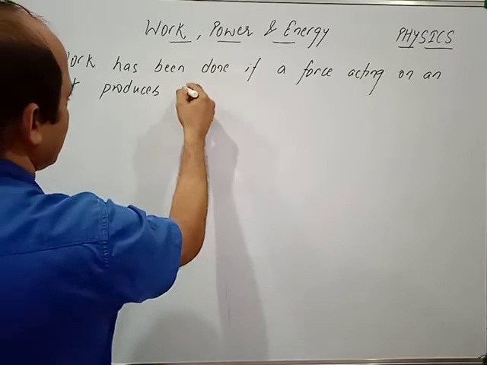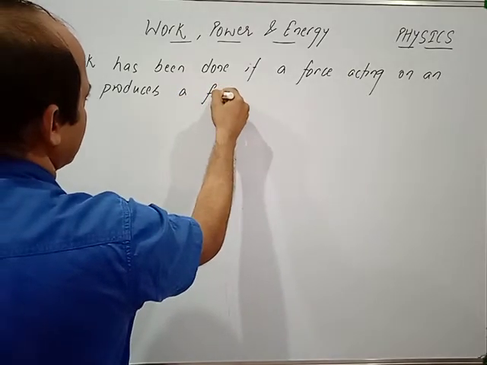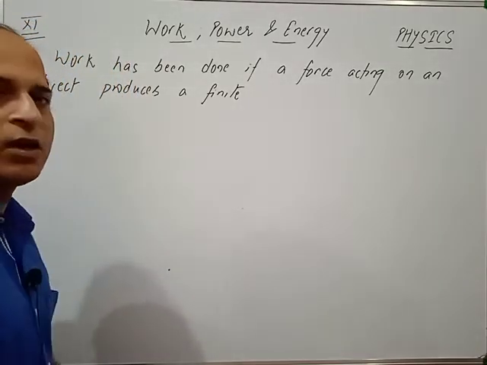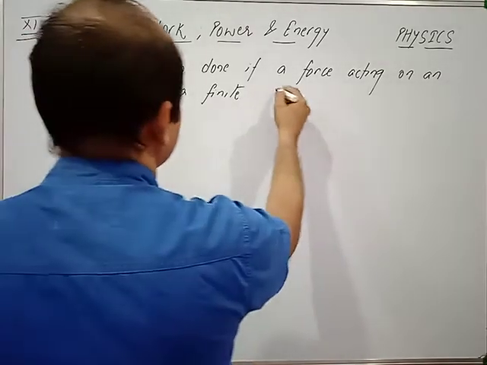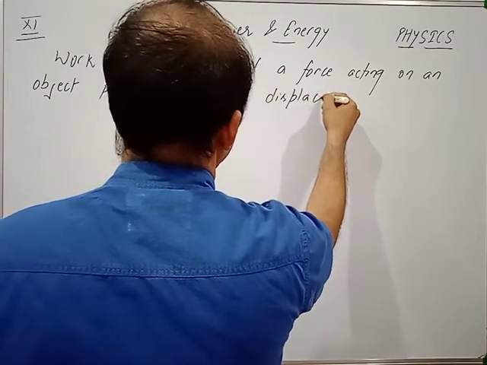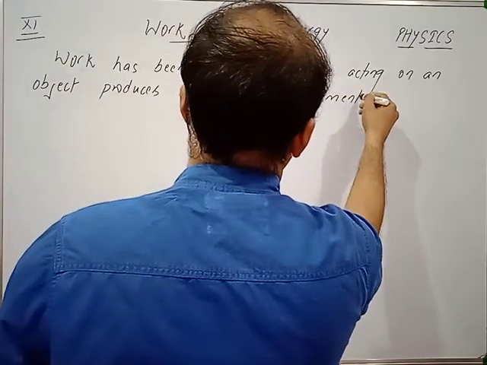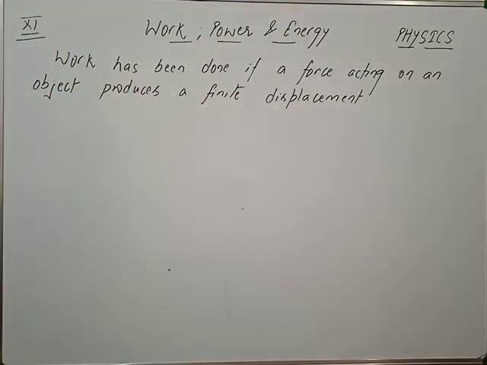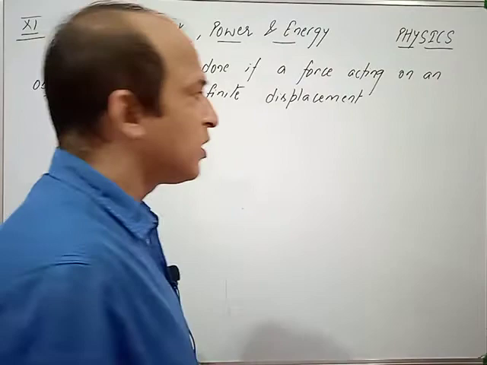See, for example, if you are pushing a wall and the wall is not moving at all, it doesn't matter how long you're pushing the wall, the work done by you will be zero, since the displacement produced in the wall is zero. That means if you're applying the force, there must be a finite displacement, then only we'll say that the work has been done. Why do I say so?